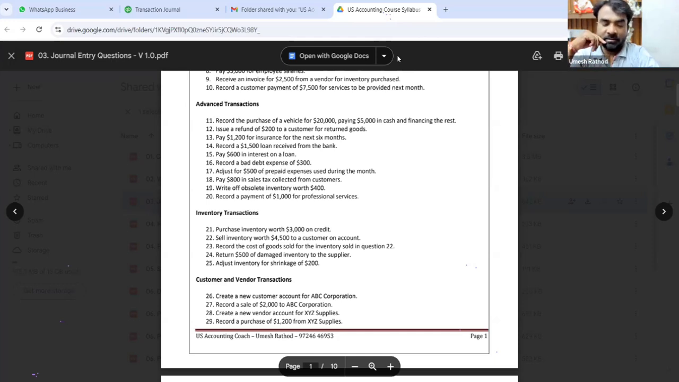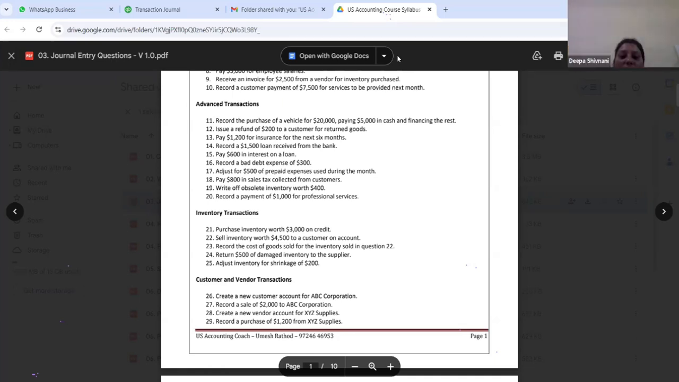Then sell inventory worth 4,500 to a customer on account. So which transaction should there be? AR account debit to sales.